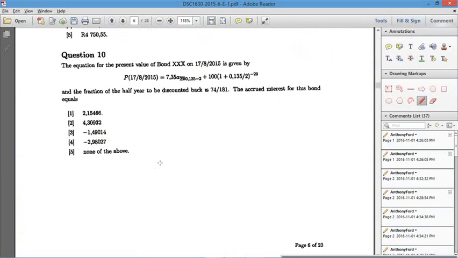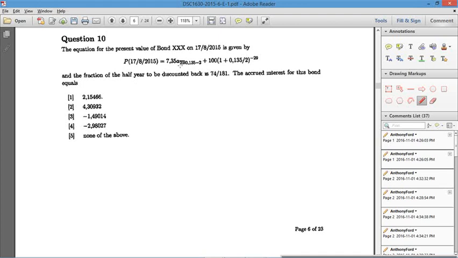Alright, question number 10, the equation for the present value of a bond. So this is a bond calculation. Remember, good exam technique in the exam would be to maybe leave the bond questions for the end. No one is forcing you to do question 1, 2, 3, 4, 5, 6, 7, 8, 9, 10, all the way through to question number 30.